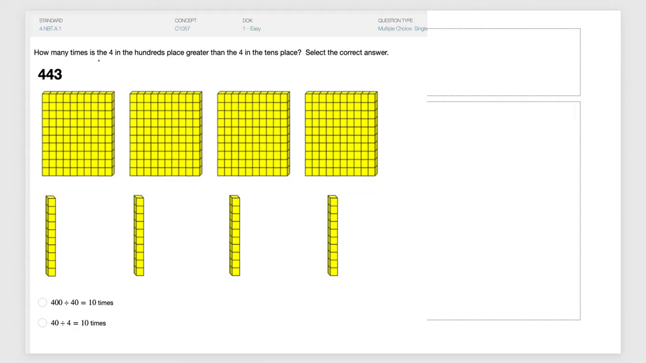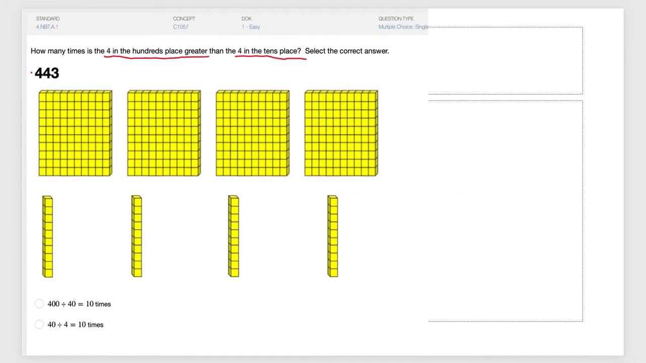How many times is the 4 in the hundreds place greater than the 4 in the tens place? Select the correct answer. So here's our number, 443. The 4 in the hundreds place stands for 400, and the 4 in the tens place stands for 40. You can see they modeled 400 here with 400 blocks, and they modeled 4 tens, or 40, with 4 rods.